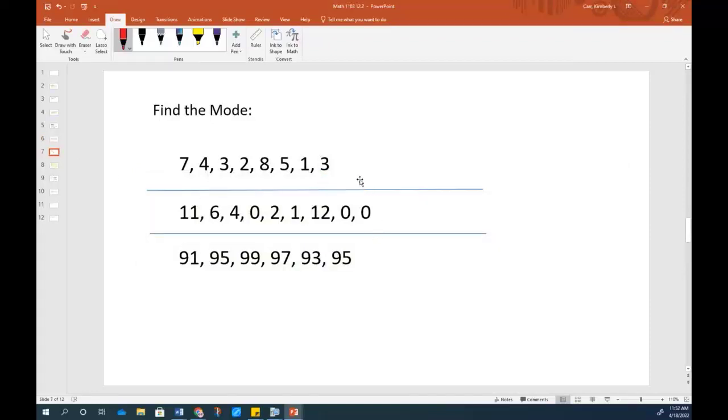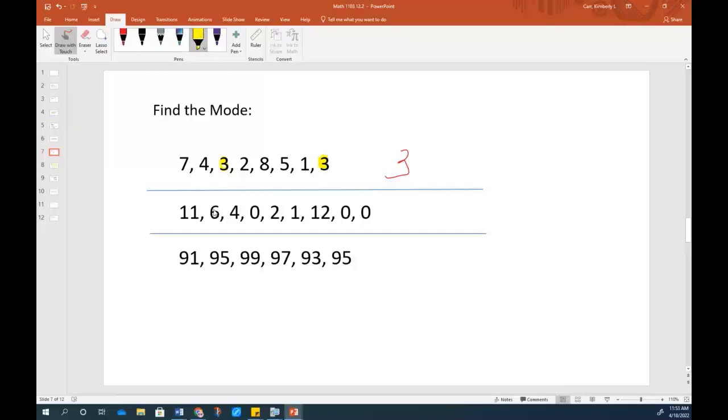Here, these blue lines are to separate different problems. So we have 3 sets. So if we want to calculate the mode, it's not so much a calculation. We really do this by inspection. What values appear the most? Well, I can see here that I have a 3 that appears twice, and nothing else appears twice. So for this very first row, the mode is 3.